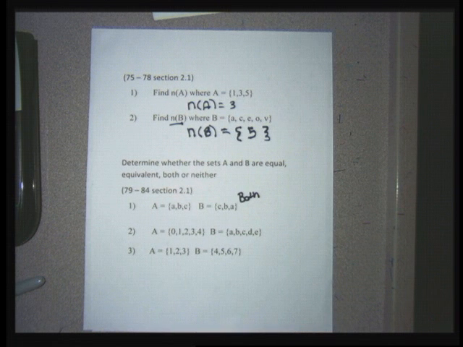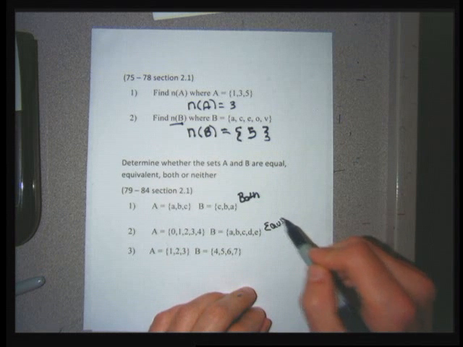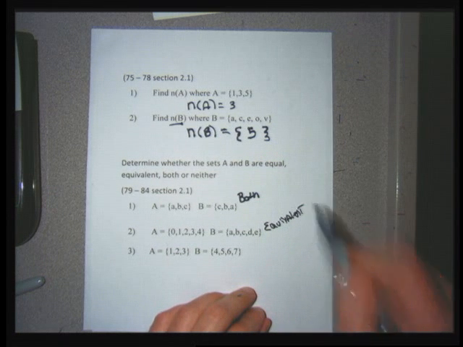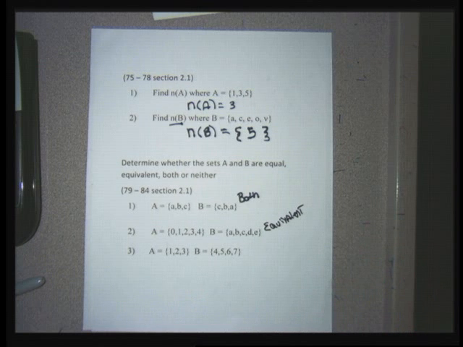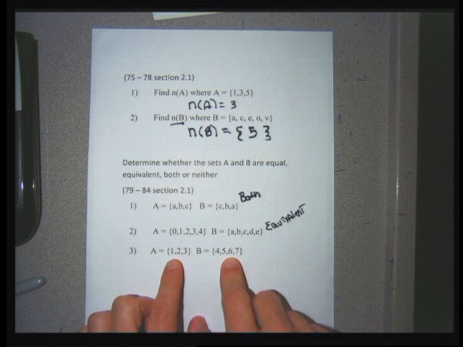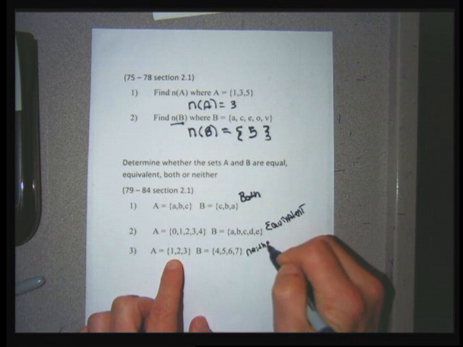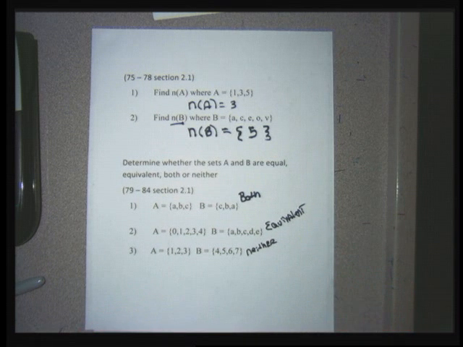Question 2 gives me 2 sets. They're not equal because they don't have exactly the same elements, but they are equivalent because they both have 5 elements. So for this set, I'm going to say that these are equivalent. And the last 2 sets, A and B, they're not equal because they don't have exactly the same elements. They're not equivalent because A has 3 elements and B has 4 elements. To be equivalent, they have to have the same number of elements. So for 3, I'm going to say these are neither equal nor equivalent.